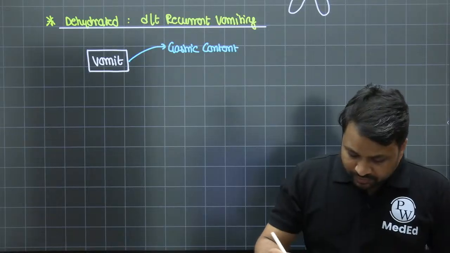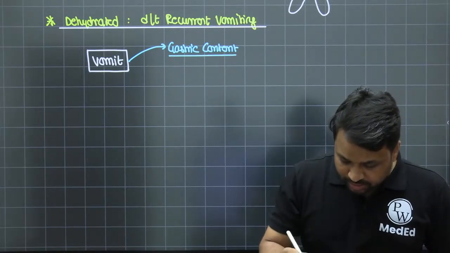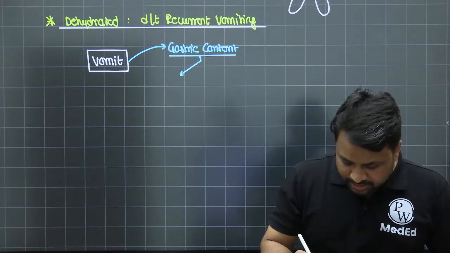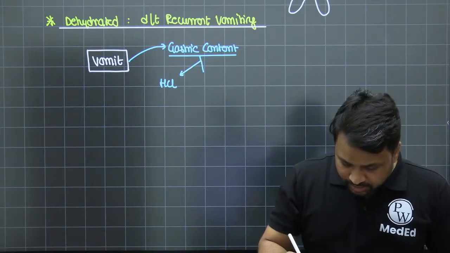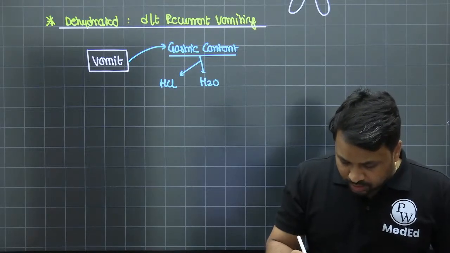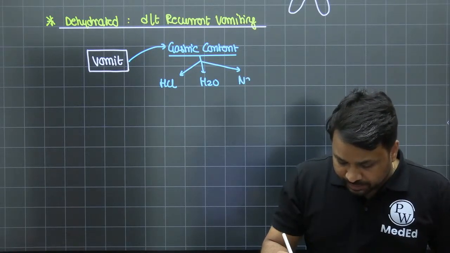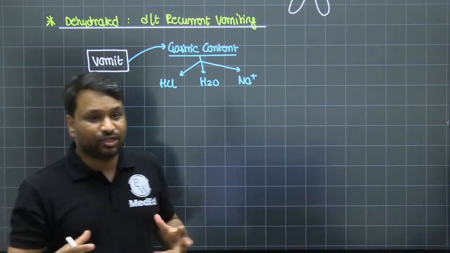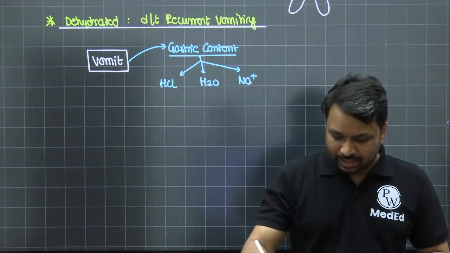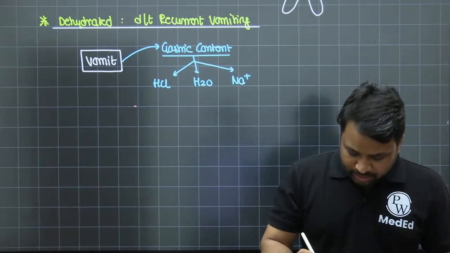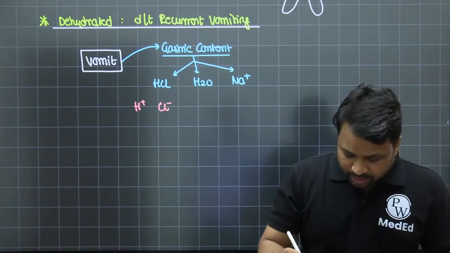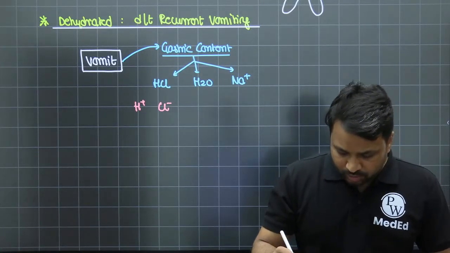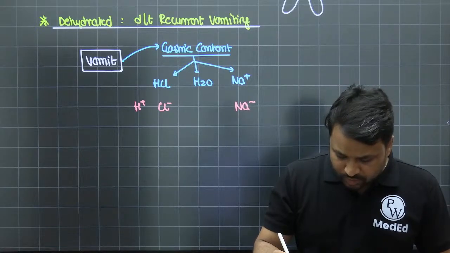Now, what do you have in gastric content? The gastric content is going to be rich in acid, that is hydrochloric acid. It will be rich in water. And wherever water goes, sodium will go along, both are brothers of each other, okay? So they love each other. Now, if I split them into basic ions, this is going to be protons, this is going to be chloride, this is again water. I'm least bothered about it. Then you have sodium, right?